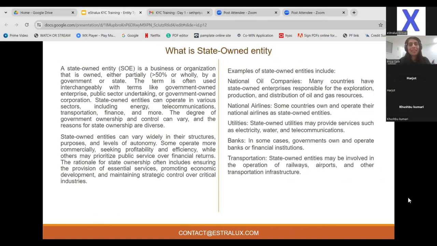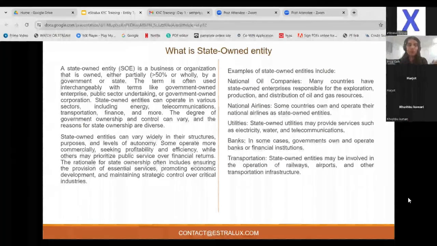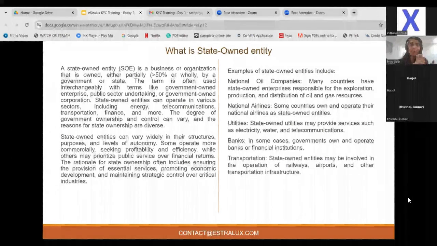Now, a state-owned entity. I just told you what a government entity is. A state-owned entity is very similar. You might get confused about what is government and what is state because they sound very similar. So read this definition very clearly. The first line says that a state-owned entity or business is either partially or wholly owned by a government or a state. When I say government entities, it is 100% owned by the government, like railways.